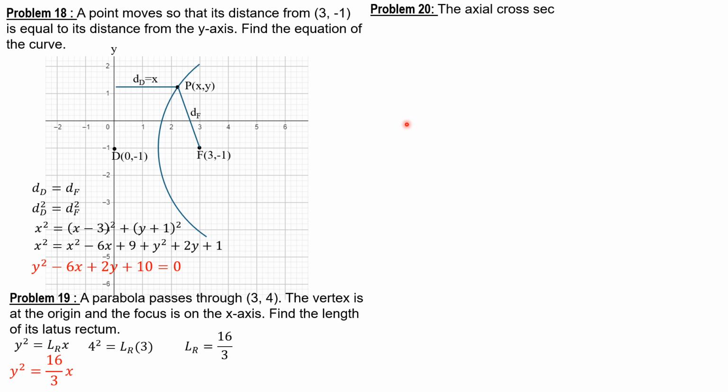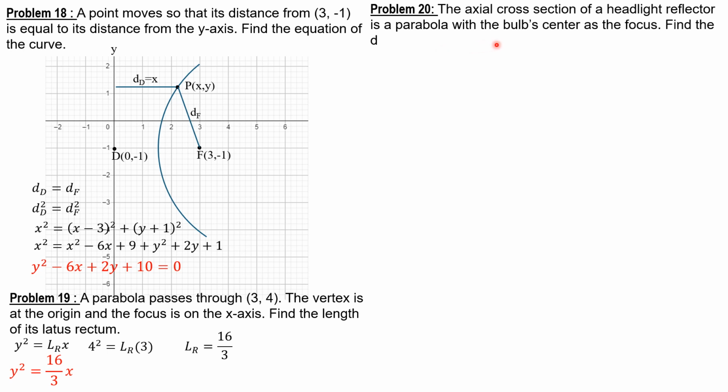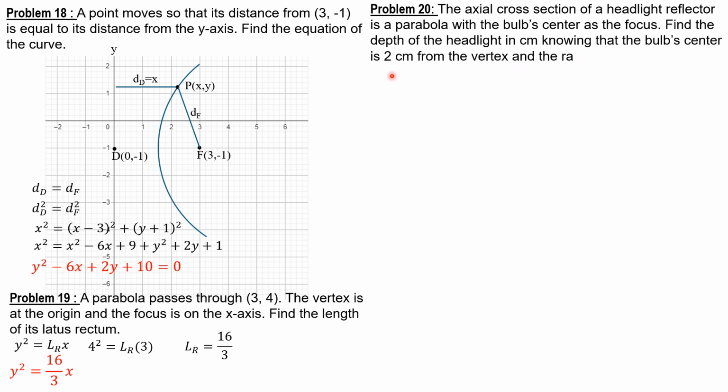Problem 20. The axial cross-section of a headlight reflector is a parabola with the bulb's center as the focus. Find the depth of the headlight in centimeters, knowing that the bulb center is 2 cm from the vertex. So take note that the distance between the vertex and the focus is 1/4 of the length of the latus rectum. The distance from the focus to one end of the latus rectum is 2 times p. So 2 times 2 is 4 cm.